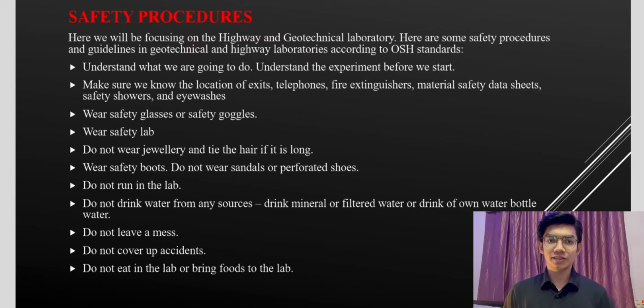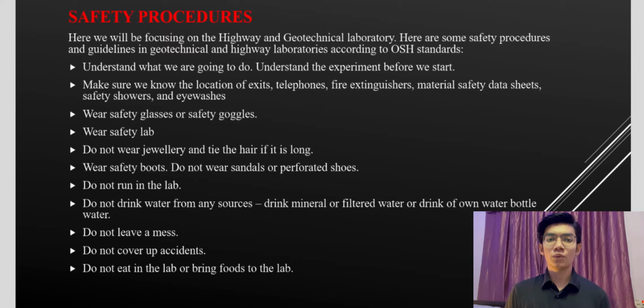Next is the safety procedure in the laboratory. Here we will be focusing on the highway and geotechnical laboratory. Here are some safety procedures and guidelines in geotechnical and highway laboratories according to OSHA standards. Firstly, understand what we are going to do. Understand the experiment before we start. Secondly, make sure we know the location of the exit, telephone, fire extinguisher, material safety data sheet, safety shower and eye wash. Thirdly, wear safety glasses or safety goggles.